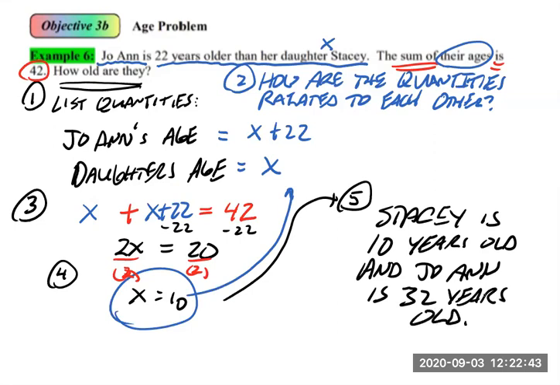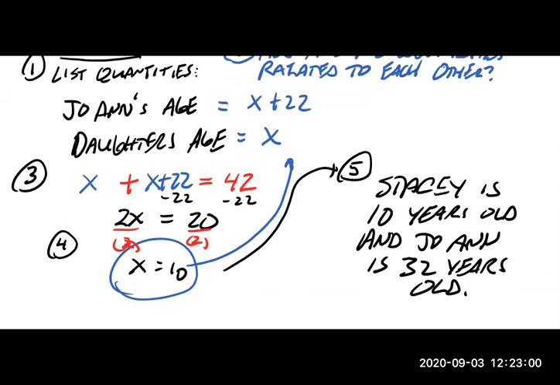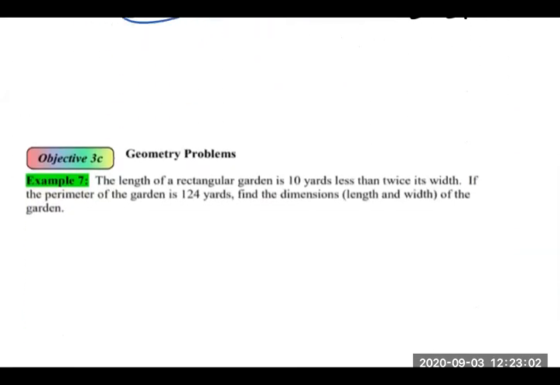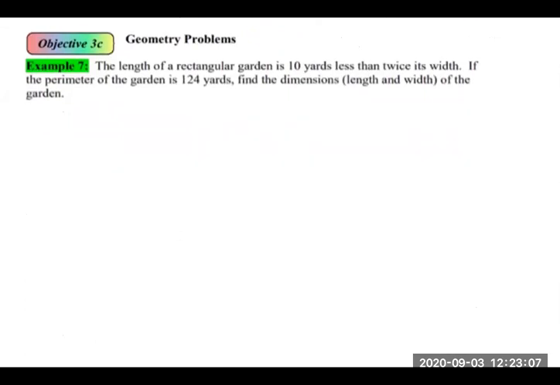Okay, so going through these steps, what am I looking for? How are those quantities related to each other? And then step 3, what's the mathematical process that involves these quantities? Let's look at a geometry problem. Here we have the length of a rectangular garden is 10 yards less than twice its width. If the perimeter of the garden is 124 yards, find the dimensions, length and width of the garden.